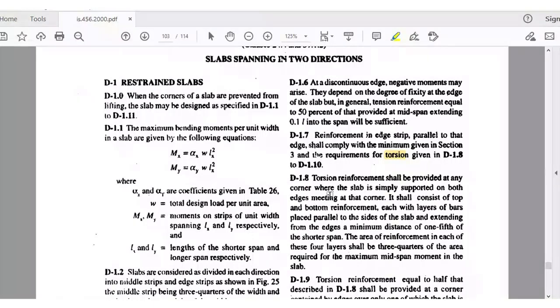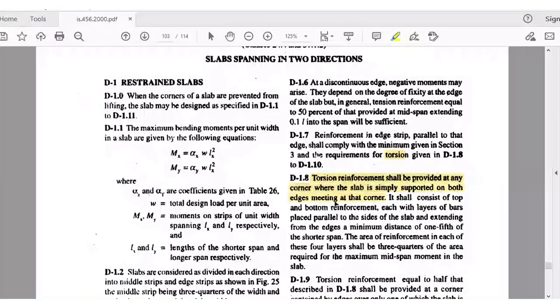Now what the code has suggested, it has again simplified the approach. Rather than going with some rigorous mathematical calculation, it has prescribed a provision for torsion reinforcement. And what it says, if you read this, torsion reinforcement shall be provided at any corner where the slab is simply supported on both edges meeting at that corner. So that's what I am saying. Even you are getting that intuition. If at the corner where the slab is meeting, both edges are simply supported, then that corner is going to lift.